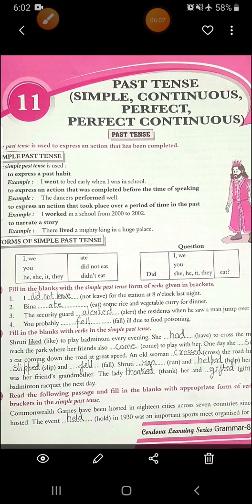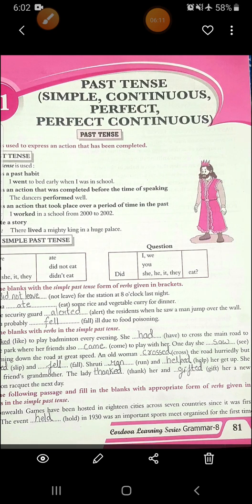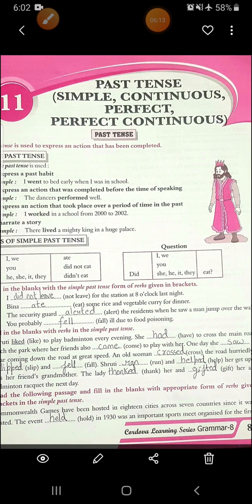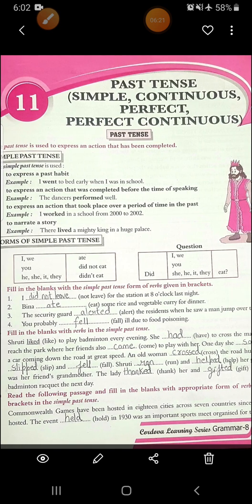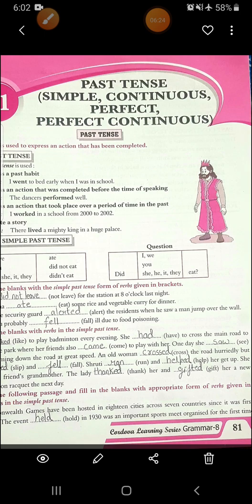Now see exercise C. What you have to do here: read the following passage and fill in the blanks with the appropriate form of the verbs given in brackets, in simple past tense. Again, you have to use the simple past form of the verbs given in the bracket. See the first one. Commonwealth Games have been hosted in 18 cities across 7 countries since it was first hosted. The event, hold becomes held, in 1930 was an important sports meeting organized for the first time.